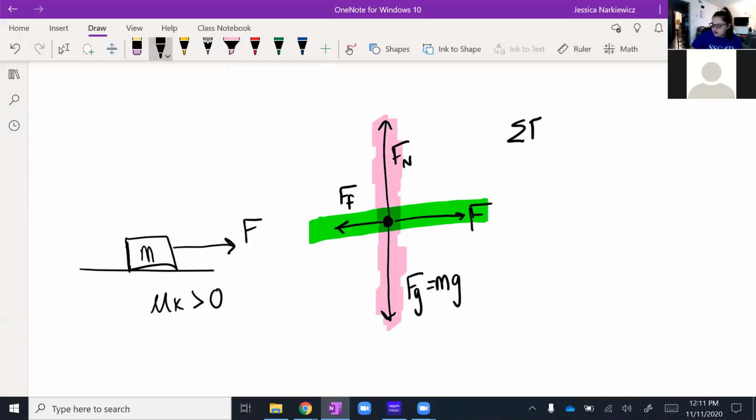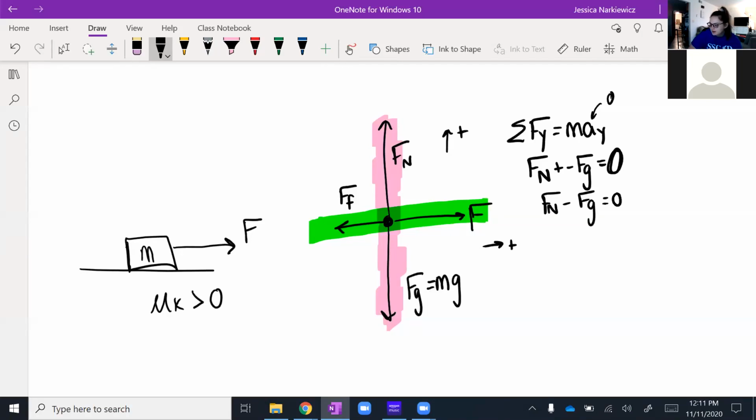So my net force equation in the y direction is going to look like, well, I'm going to say that up is positive and right is positive. So it's going to look like Fn plus a negative Fg. Now my acceleration in the y direction, this box isn't jumping off the surface or crashing through the surface. So this acceleration is going to be 0, which means this whole side of the equation can become 0. So this really ends up looking like Fn minus Fg. And what that tells me is that my normal force is equal to the force of gravity, or mg. Now that might be helpful, it might not be, but it's good to know.